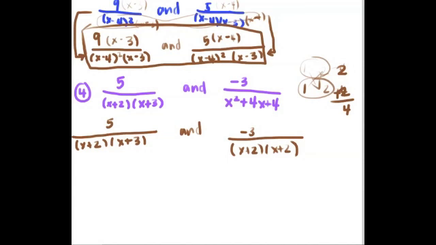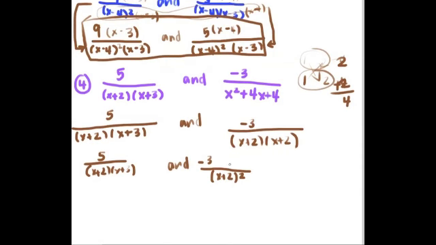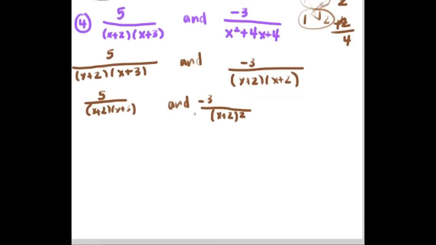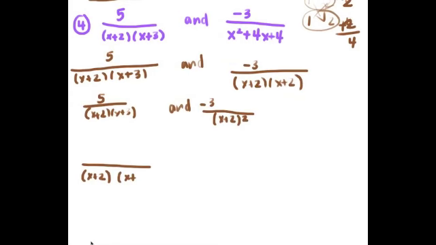Okay. Looking at the denominators, let's rewrite that one. So 5 times x plus 2 times x plus 3. This one's going to be x plus 2 squared. So what are you going to do now? You take one of each denominator, which would be, I see an x plus 2. I see an x plus 3. So let's write that in here.